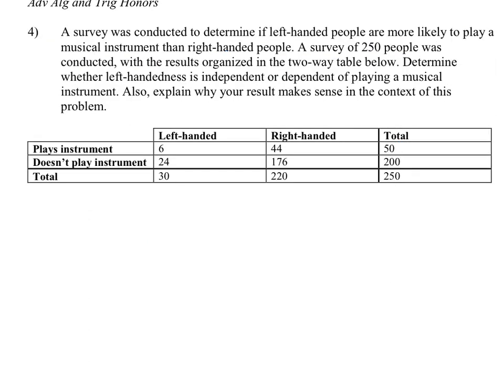Number 4, 250 people are surveyed. Determine whether left-handedness is independent or dependent of playing a musical instrument. Let's first find the probability that someone is left-handed. The probability of being left-handed: there are 30 total left-handed people out of 250 in all. That's 3/25 or 12%.